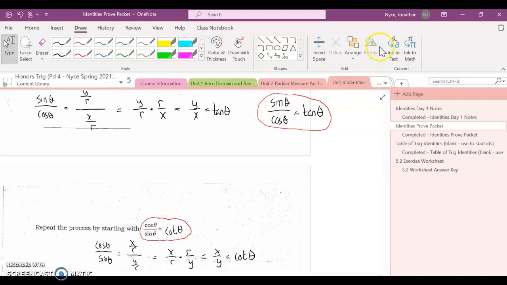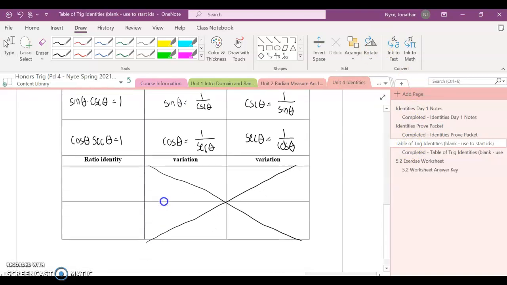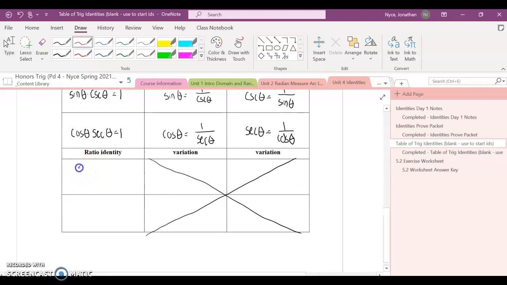So go to that table of trig identities, and in our ratio identities, one of them is sine over cosine is equal to tangent. And we're going to have cosine over sine is equal to cotangent. We're not going to worry about any variations for those two.